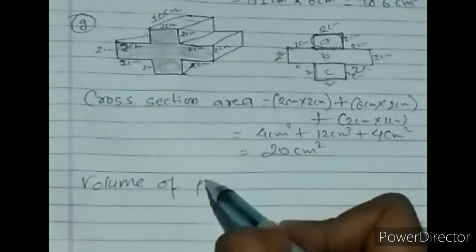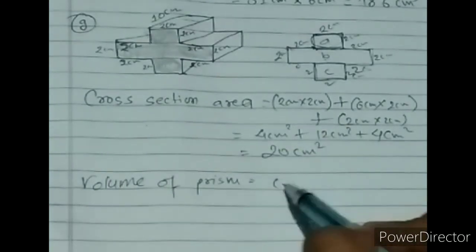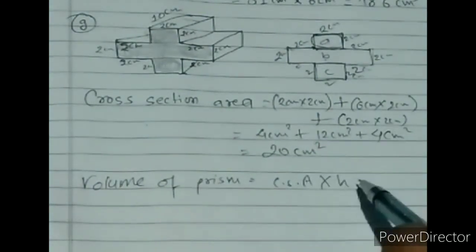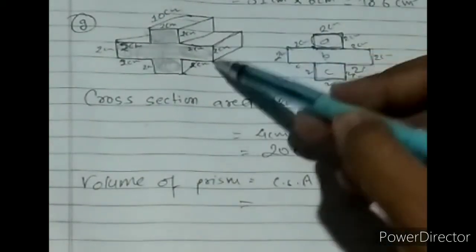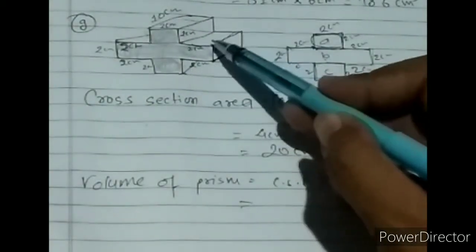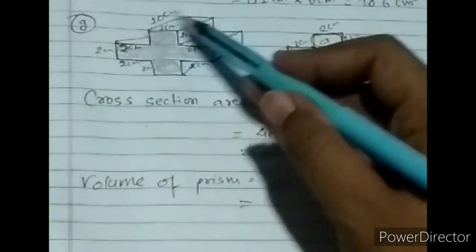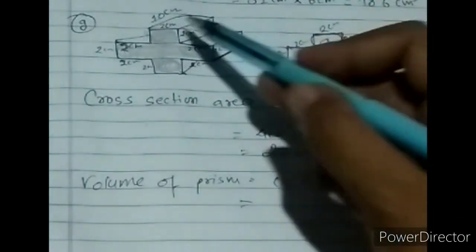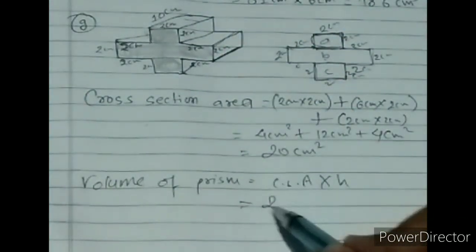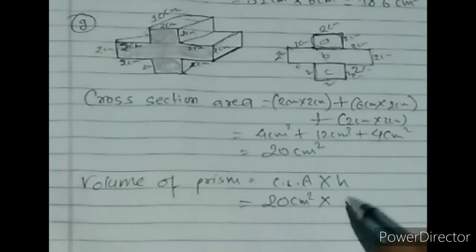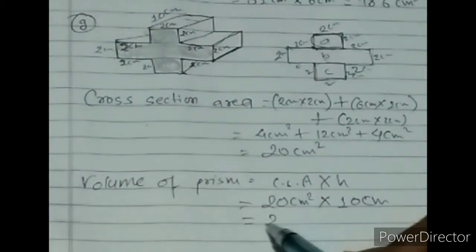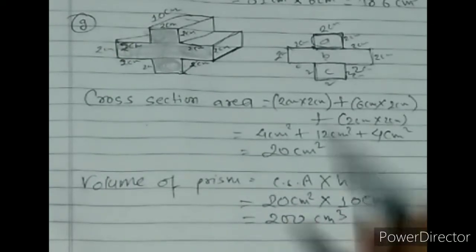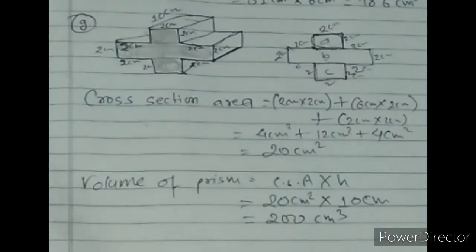Volume of prism is cross section area into height, or L also we can write, because this is length actually. So what is the length here? This length here it is given. It can be given here, here, or here, anywhere. Okay, this is height. Cross section area we have got 20, and as height is 10, we can write L also. 200 centimeter cube is the volume of this prism.